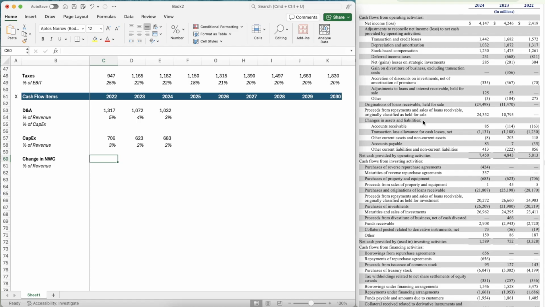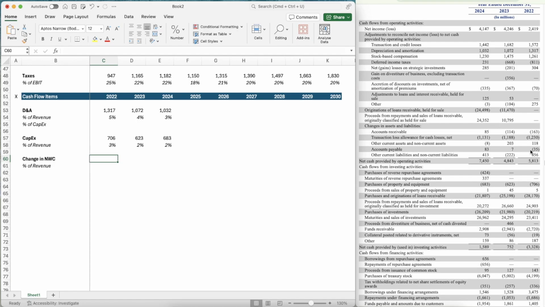Okay, changes in assets and liabilities. It's just the sum of these. This is the change in net working capital. You sum all of these here, these 5 lines. So we go sum, minus 163. Remember, in the brackets, it means negative. Minus 1230, 118, minus 35,856. And again, when this figure is negative, it's good for free cash flow, and I'll explain why that is the case.